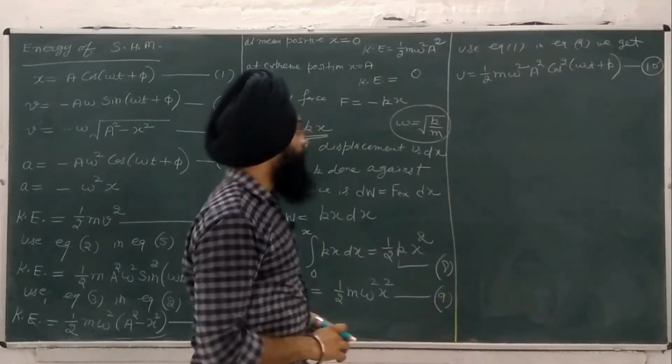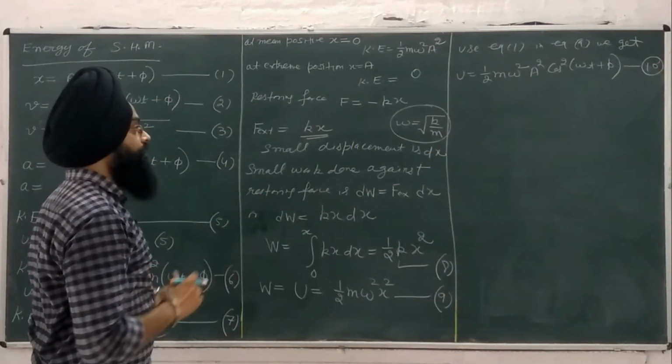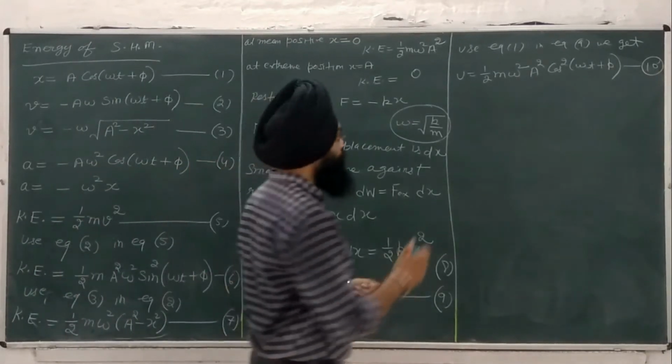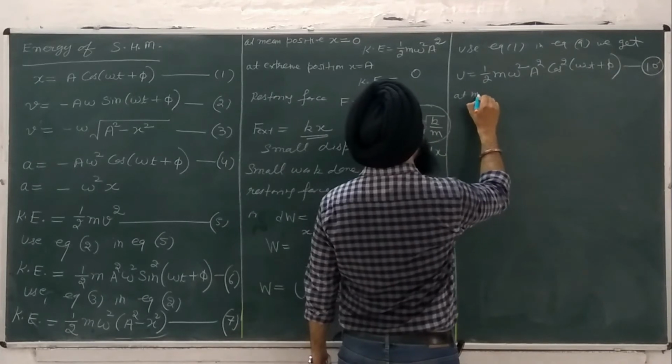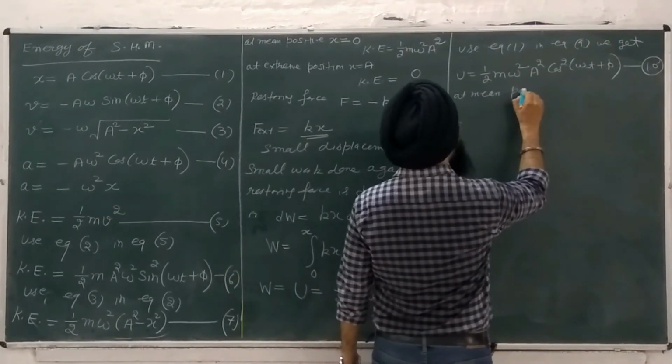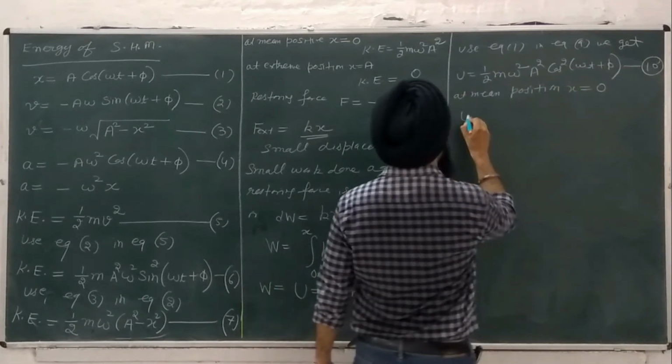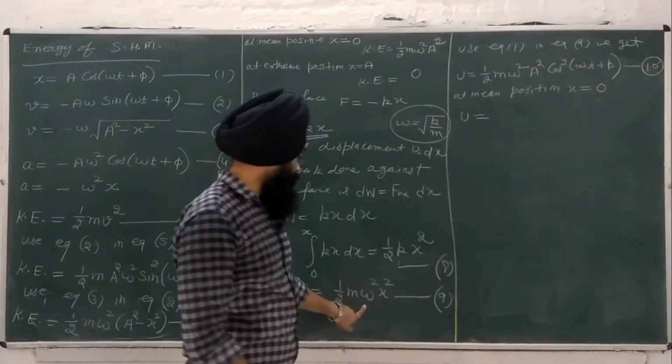Now, on similar lines to the kinetic energy, we can discuss the potential energy for two cases. One is for the mean position. At mean position, we have x equal to 0. The potential energy comes out to be from this expression.